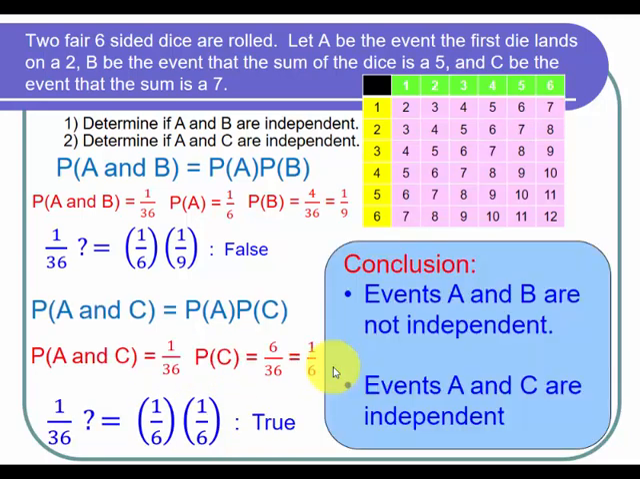So in conclusion, we can say that events A and B are not independent, and events A and C are independent. And I'm done with the problem.